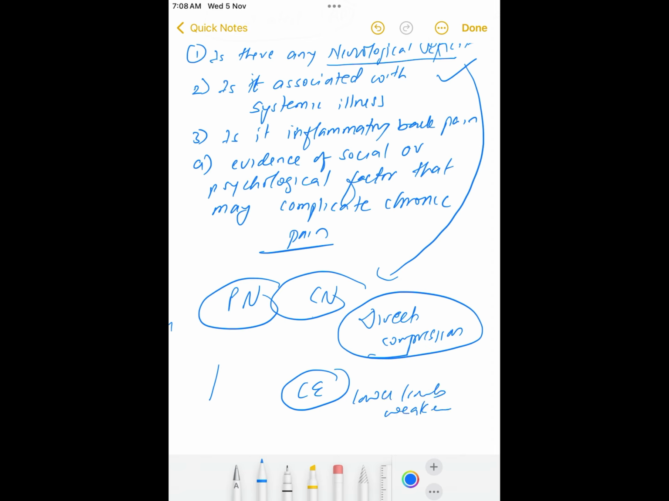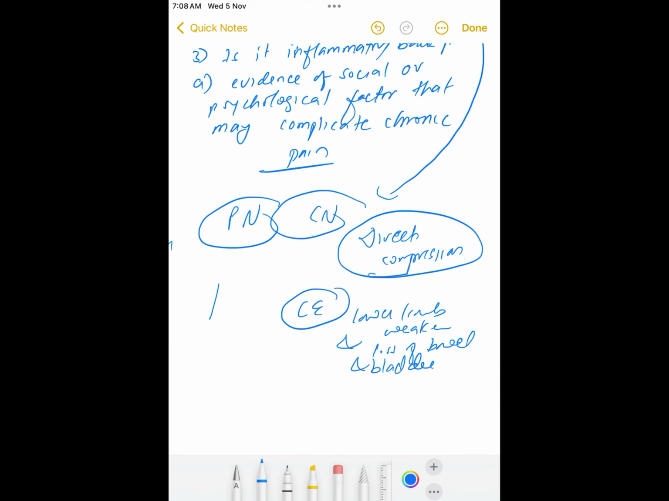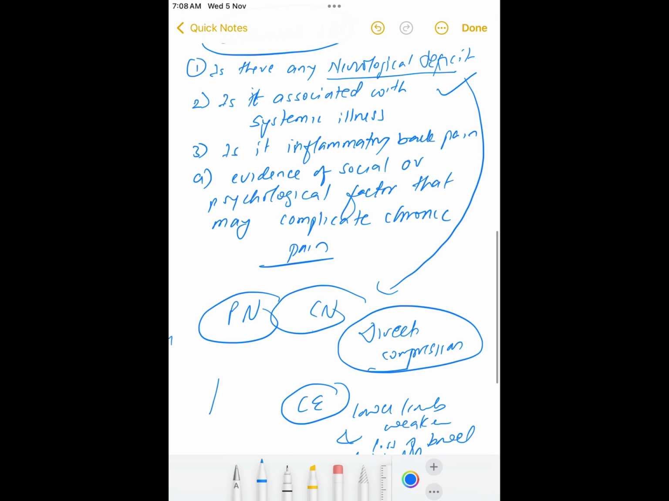and loss of bowel and bladder control, and this is important. We have to evaluate this and treat as much as possible. So whenever there is a neurological deficit.